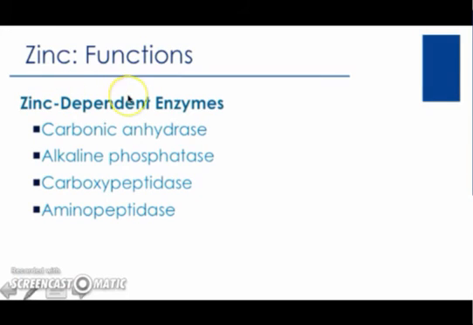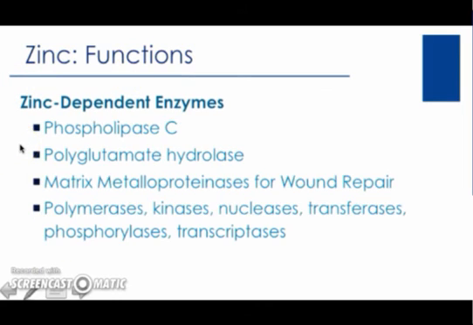We see other zinc-dependent enzymes, so carbonic anhydrase, alkaline phosphatase, carboxypeptidases, and aminopeptidases. So in addition to its involvement in superoxide dismutase, there are additional zinc-dependent enzymes. We see further additional zinc-dependent enzymes here and their role in various processes. For example, its involvement in matrix metalloproteinases. Its involvement in this enzyme actually assists with wound repair or wound healing.